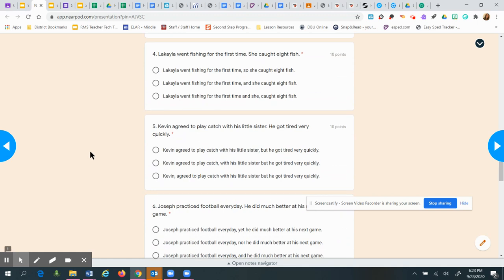Number 4: LaKayla went fishing for the first time. She caught 8 fish. LaKayla went fishing for the first time, so she caught 8 fish. LaKayla went fishing for the first time, and she caught 8 fish.